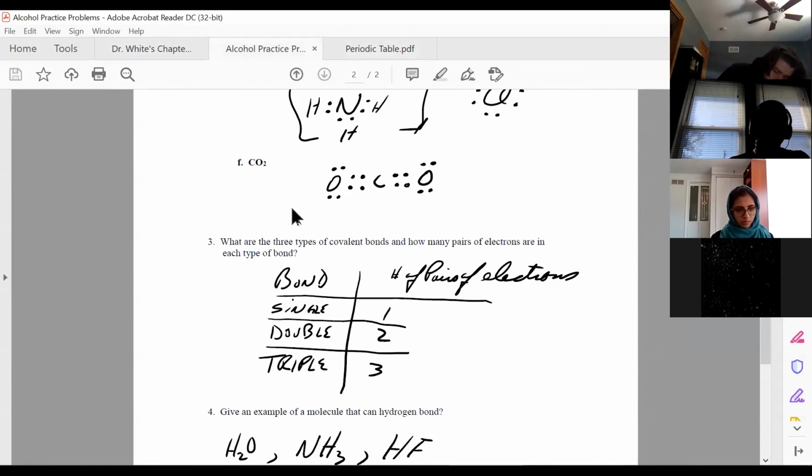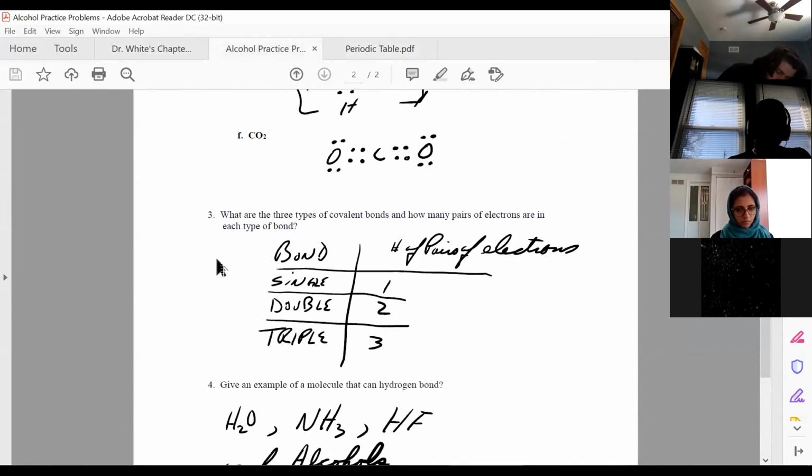You should go back and practice them though. And what are the three types of covalent bonds? I taught you single, double, triple. How many pairs of electrons are being shared? Single, one pair; double, two pair; triple, three pair.